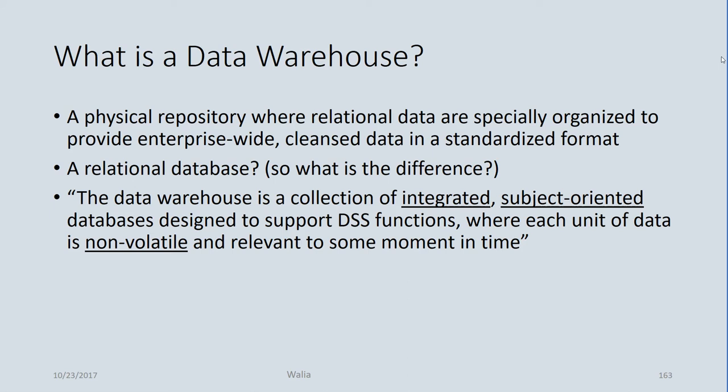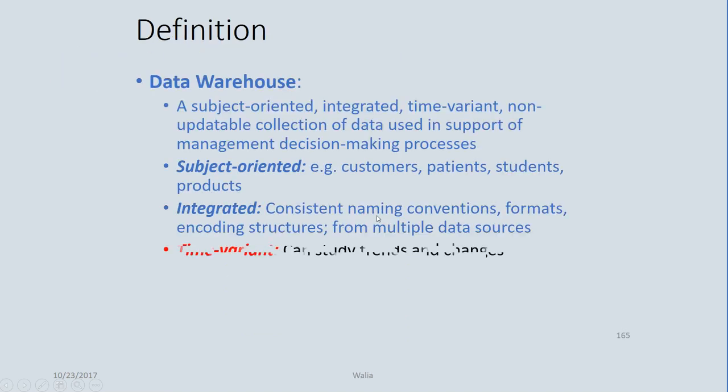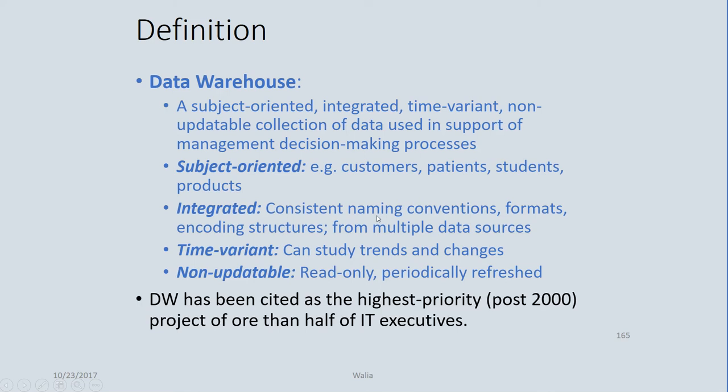A data warehouse is a collection of integrated subject oriented databases designed to support decision support system functions, where each unit of data is non-volatile and relevant to some moment in time. So what does this mean with all these words? Let me go through all of them one by one.